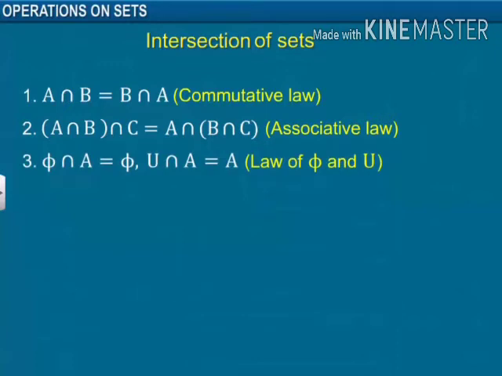The intersection of a set with itself follows the idempotent law. Intersection is distributive over union. This property can be verified with the help of Venn diagrams.